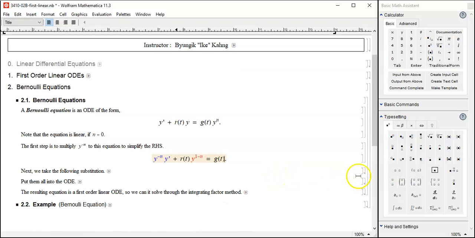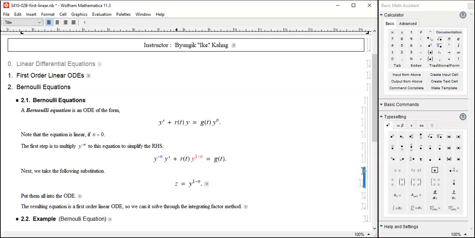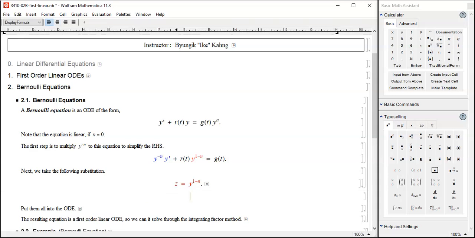And then we're going to take an appropriate substitution, and we're going to take z as this one. It doesn't have to be z, any other character will do, but z is okay. This one, which I'm highlighting in red. And then what do we do? Well, this is a differential equation, so you have to take the derivative, right? So let's take the derivative.